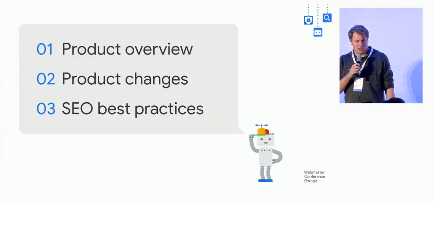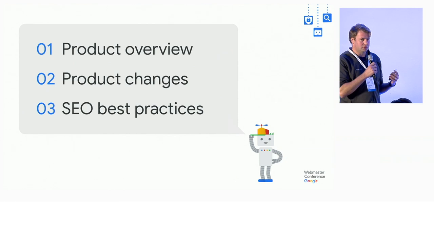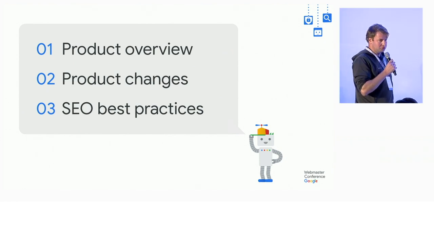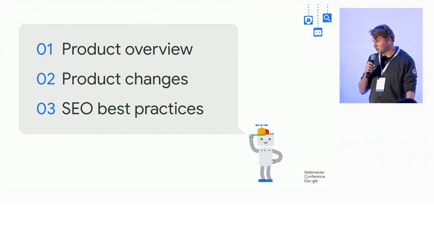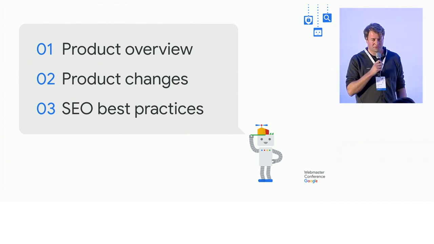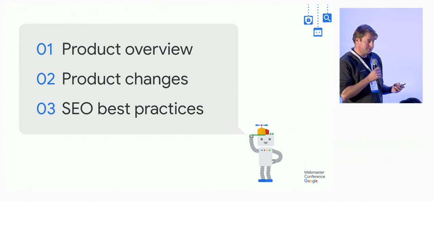So I want to start a little bit different than the other presentations, give you a quick overview of the actual product. There's some slight nuances to Google Images versus web search that will then lead into the product changes that we've made recently, and then talk a bit about optimizing your page within that context.